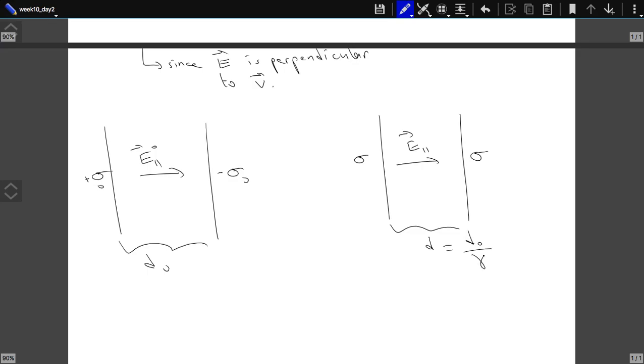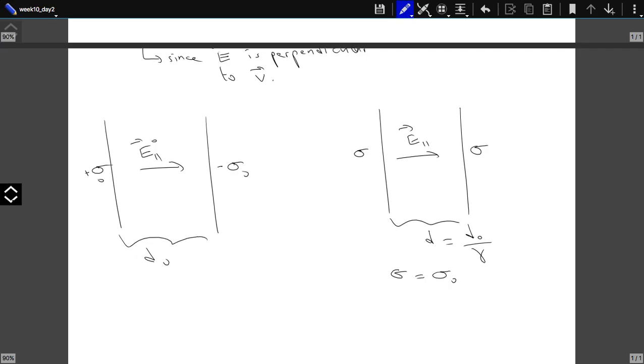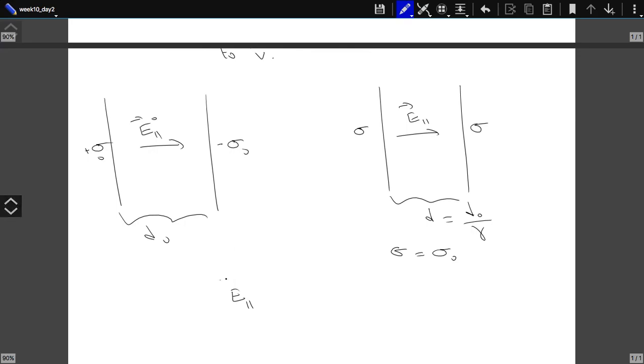But sigma doesn't change because the charges are distributed in an area which is perpendicular to the velocity. No direction in this area is contracted, so sigma doesn't change. But the electric field depends only on sigma of this parallel plate capacitor, not on d. So the electric field does not change. So we know how the components of the electric field change as we go from one reference frame to the other reference frame.